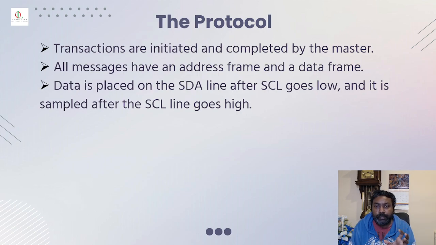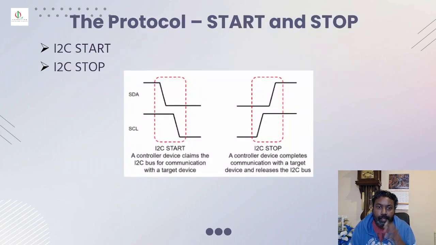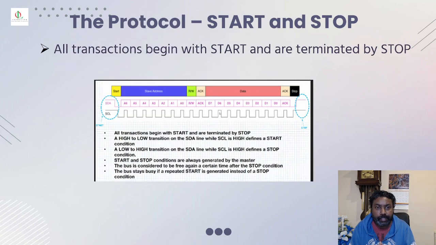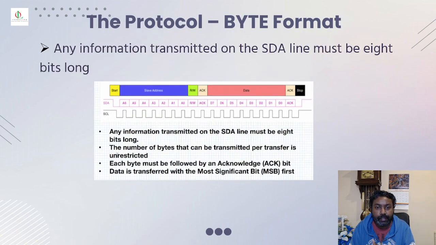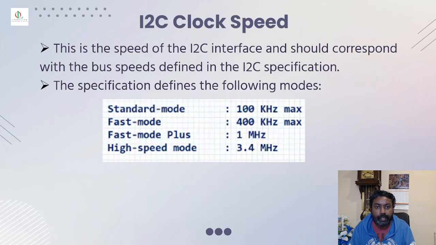Then briefly we touched on the protocol, how only the master is able to do the initiation and completion of the message transfer, and how it conveys the transfer in I2C in various formats: the address frame and the data frame, how it starts with the start condition and how it finishes with the stop condition. We also learned what the start condition and stop condition are, and also how the packages are sent. And we also briefly touched on the clock speed of different modes.